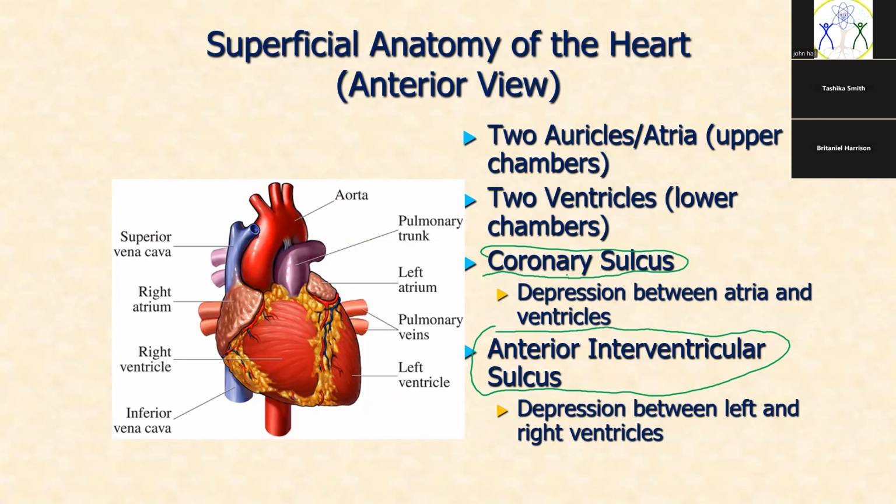A sulcus is a groove, right? It's a depression basically running down the heart. And the reason these sulci are important is because they allow blood vessels to run in them, okay? So you have the coronary sulcus, which is a depression between the atria and the ventricles. So here's the atrium, here's a ventricle, here's a coronary sulcus. This is the area of one coronary sulcus. Here's the area of the next one. They allow the coronary arteries to run through there, okay?